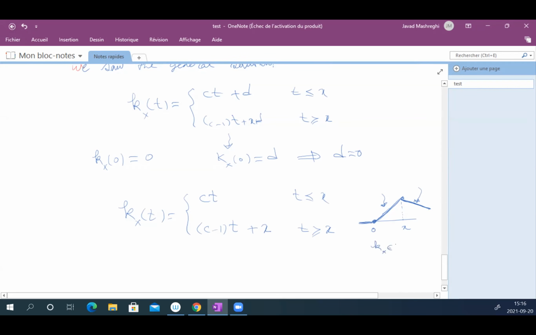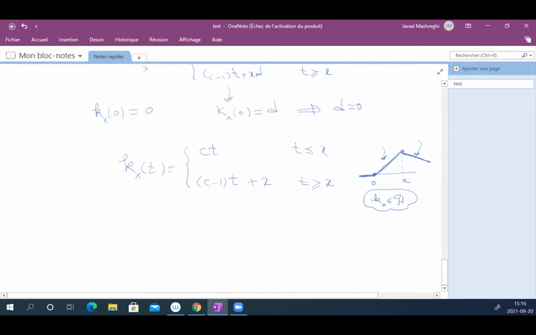That's a good sign. But what else do we want? What else do we want? We also want f at the point x to be the inner product of f and k_x, inner product in H.